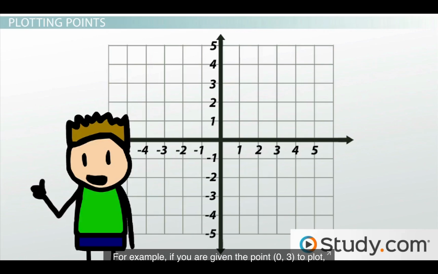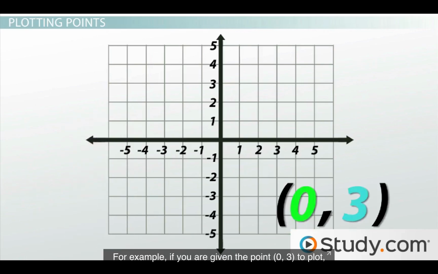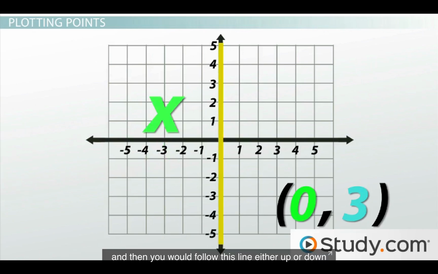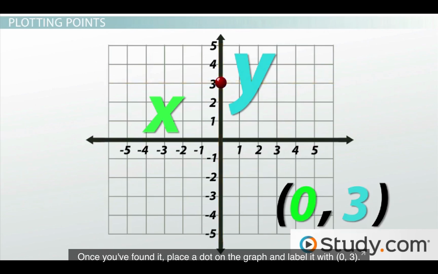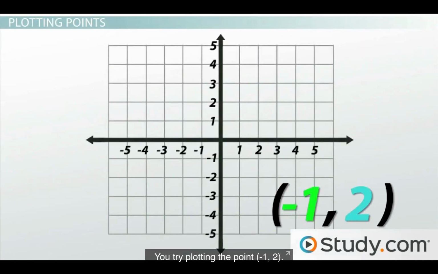For example, if you were given the point (0, 3) to plot, you would first find the vertical imaginary line where the x value is 0, and then you would follow this line either up or down until you reach the horizontal imaginary line where the y value is 3. Once you've found it, place a dot on the graph and label it (0, 3). You try plotting the point (-1, 2).